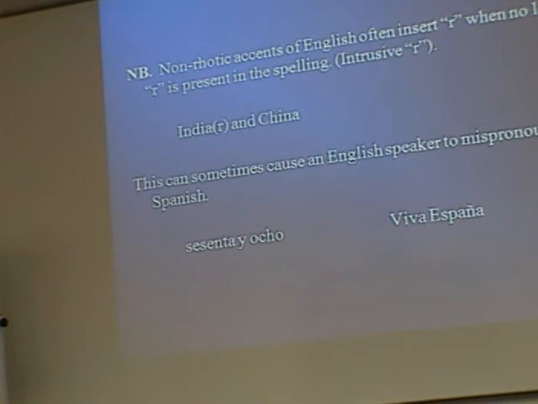All the time. Now, this can sometimes cause an English speaker to mispronounce Spanish. I want you to imagine an anglicized pronunciation of the word sesenta. It will be something like sesenta, with a schwa at the end. That is a perfect environment in which to insert an R before a following vowel sound. So instead of sesenta y ocho, you end up with sesentar y ocho. I have to do it with a complete English accent because it's impossible to do it otherwise.